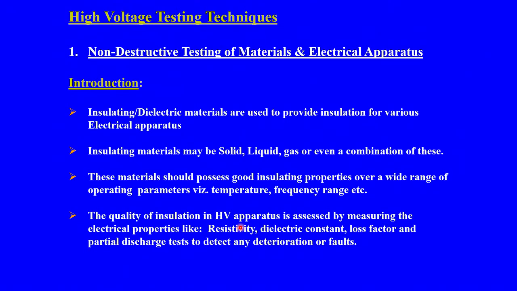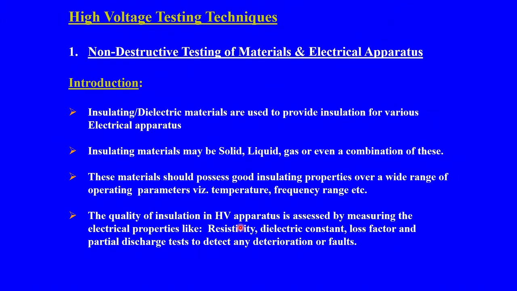So, continuing with the reliability and testing aspects for the insulation, we have two types of high voltage testing techniques. One is the non-destructive type, particularly for the materials and electrical apparatus, another being the type testing for various equipments. So, the non-destructive testing of materials are basically used to provide the insulation for various electrical apparatus.